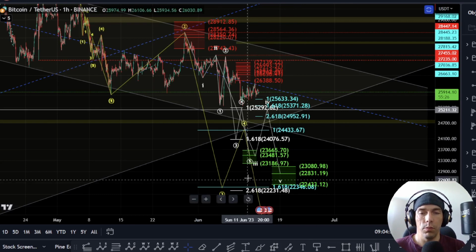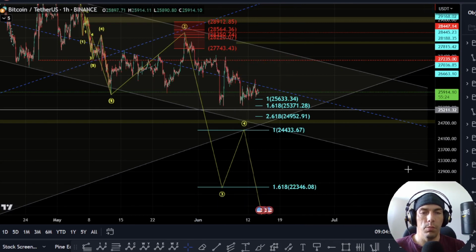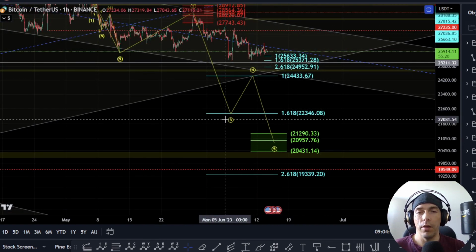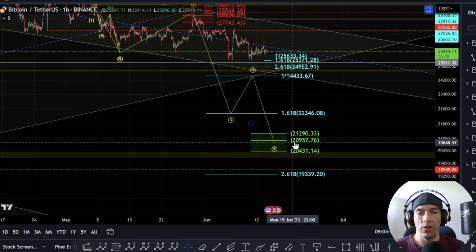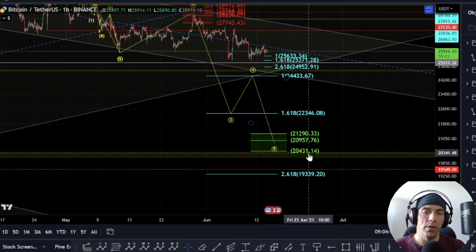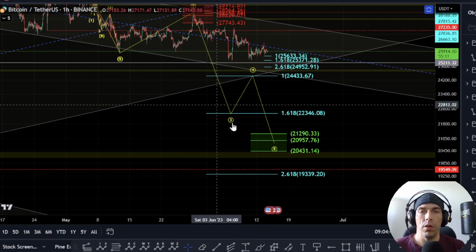22,346 level. So if we start to break down bigger here, what this could then put us in is the situation where we actually have a bigger 5-wave move from further back here, and then we'd actually be looking to potentially target out this zone of this 21,290 to this 20,431. So we'd need to be careful.